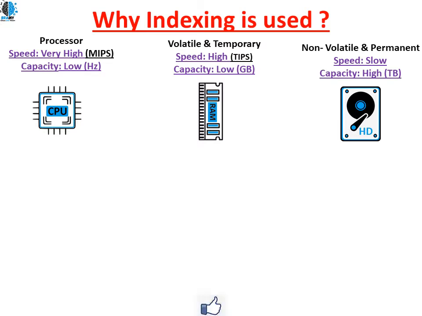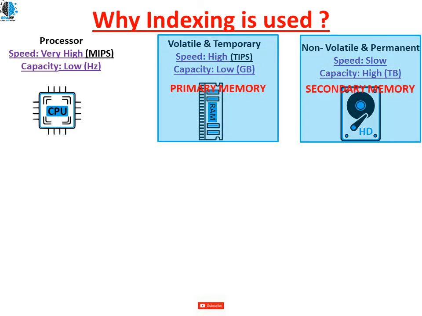The speed is slow. It can handle only 30 or 100 instructions per second. The capacity is very high. For every computing device, the secondary memory, that is the hard drive, always has high capacity, measured in terms of TBs. In our laptops, computer systems, even in our smartphones, the capacity of secondary storage is high, for example 64 GB or 1 TB, whereas RAM is 8 GB or 4 GB in smartphones. So the secondary storage always has a high capacity compared to our primary storage. This is our primary memory, and this is our secondary memory.